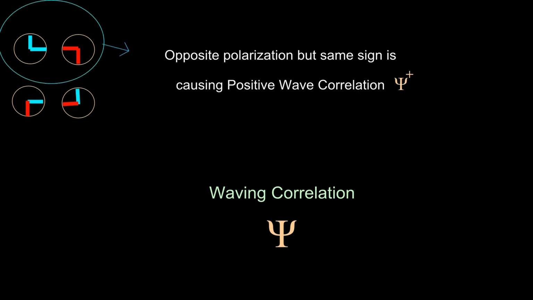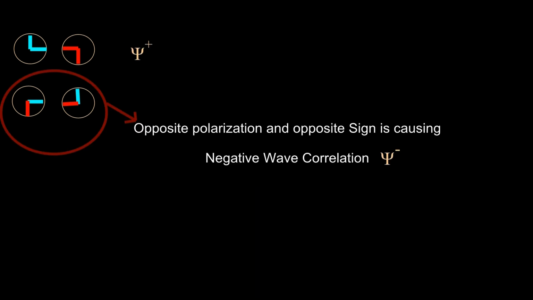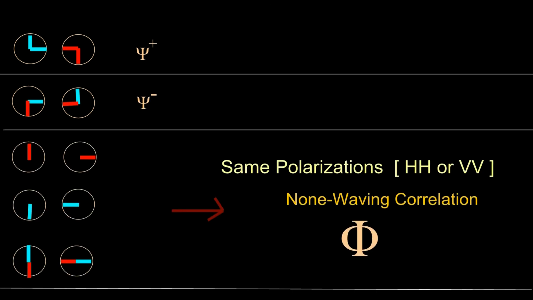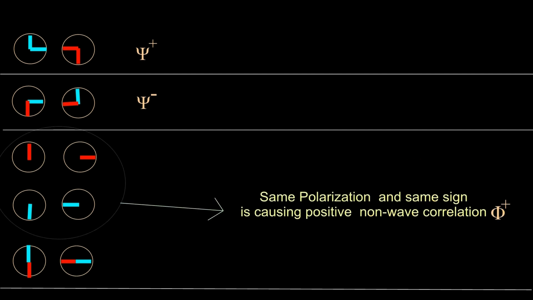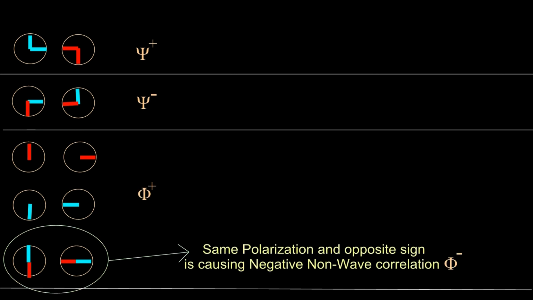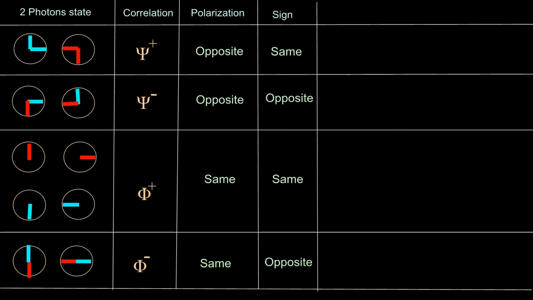Opposite polarization with the same sign is causing positive wave correlation. Opposite polarization with opposite sign is causing negative wave correlation. Same polarization state has 6 possible combinations, in which the 4 combinations have the same sign and cause positive non-wave correlation. The other 2 combinations have opposite signs and cause negative non-wave correlation. This is a summary of all combinations with the appropriate Bell states.